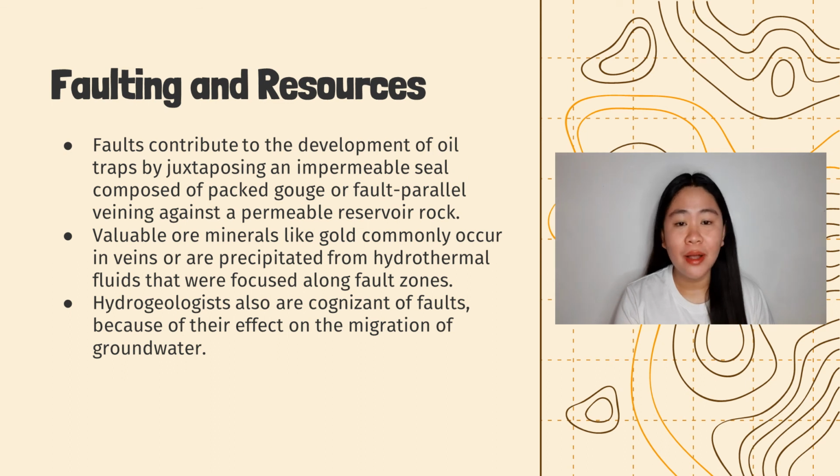Faulting and resources. Faults contribute to the development of oil traps by juxtaposing an impermeable seal composed of packed gouge or fault-parallel veining against a permeable reservoir rock, or by juxtaposing an impermeable unit like shale against a reservoir bed. Valuable ore materials like gold commonly occur in veins or are precipitated from hydrothermal fluids that were focused along fault zones, because fracturing provides enhanced permeability. Hydrogeologists are also cognizant of faults because of their effect on the migration of groundwater.